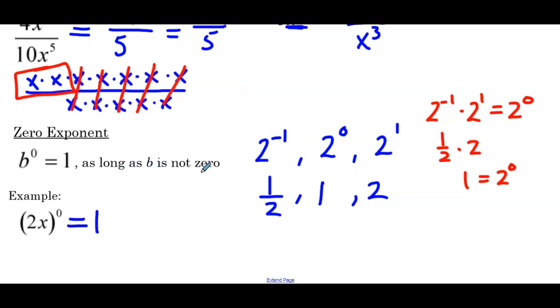Key idea here though, b can't be 0. If it is, that's something we refer to as an indeterminate form. That's a little bit beyond the scope of this class, but if you're interested, I encourage you to read up on that. It's quite interesting.